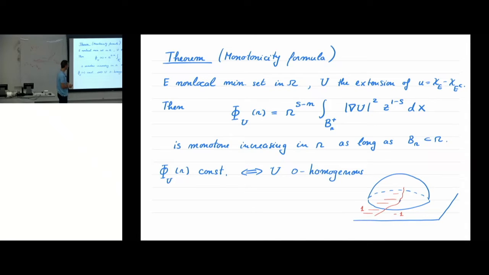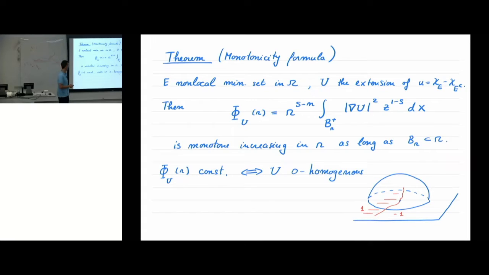What is the quantity? We look at the energy of the extension in the ball of radius R, rescaled properly. This quantity is scale invariant. If I keep the same values of capital U and I dilate from the ball of radius R to the ball of radius 1, then this is simply the energy that I see in the ball of radius 1, under the natural rescaling. And the monotonicity formula says that this function is monotone in R.